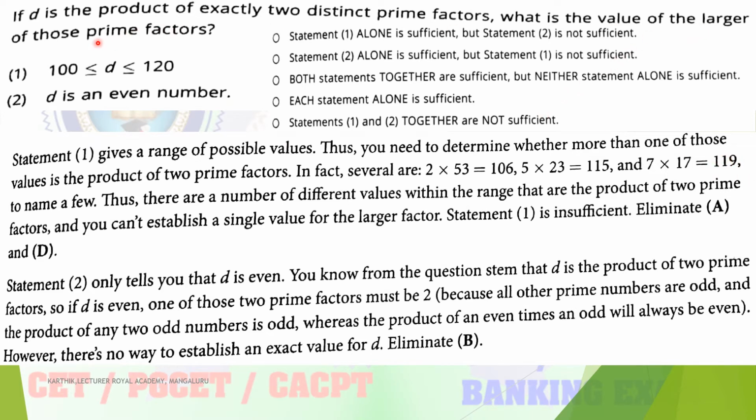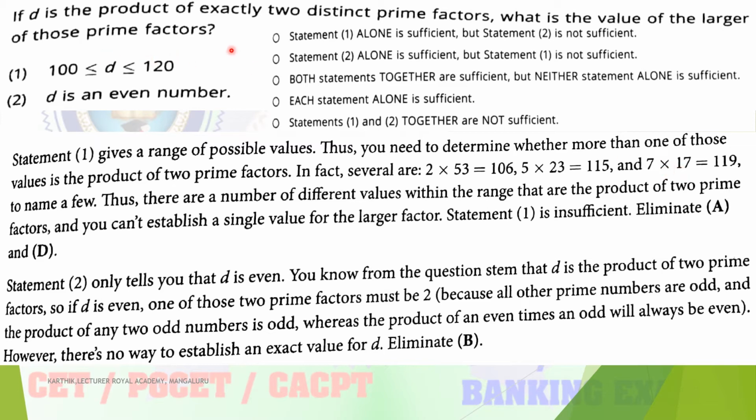So whether this is a larger? No, this one is larger. 53 is larger, but the highest value is 119. So from the first statement alone, you are getting two different answers. Actually this is the largest value, that is 119, but its prime factors are 17 as well as 7, which are small values. So from that you can't determine which one is larger.